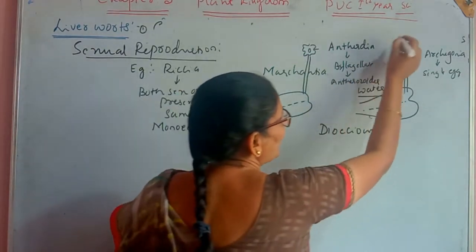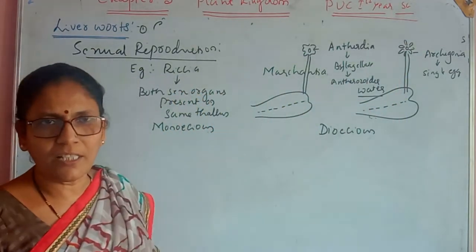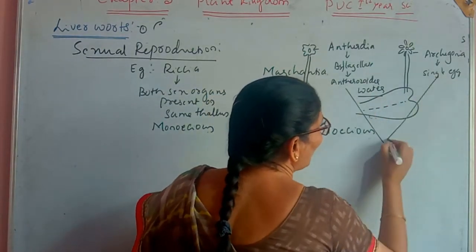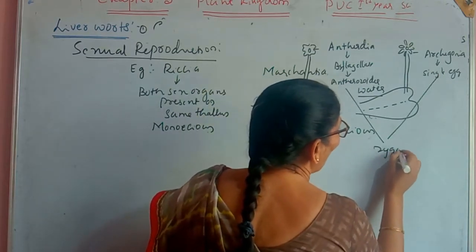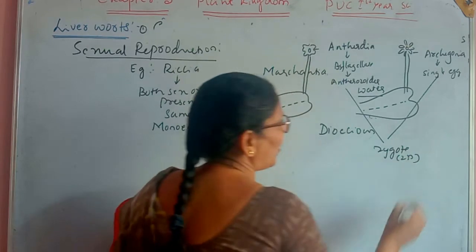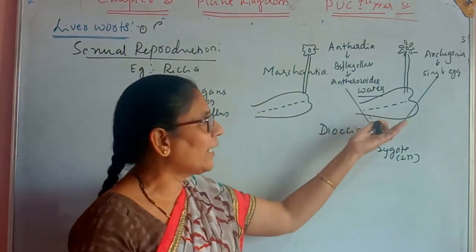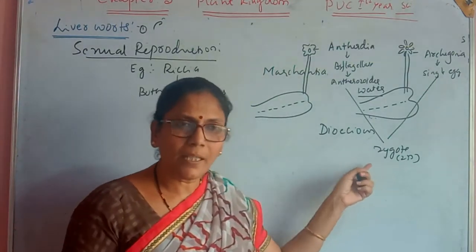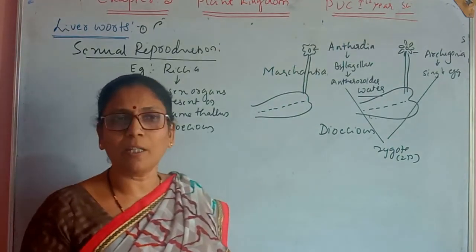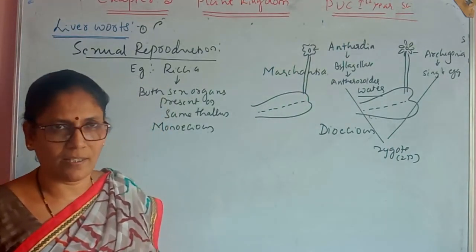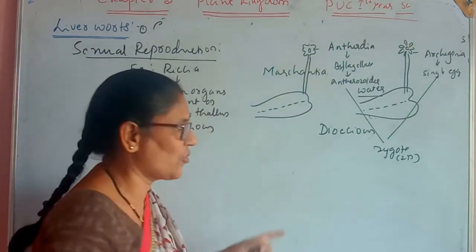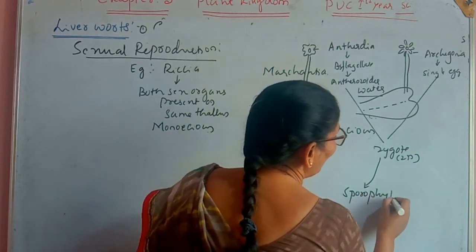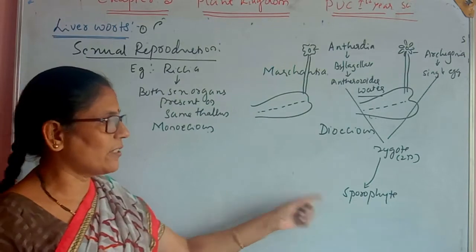Once the antherozoids reach the archegonia, fertilization takes place. Due to fusion of the antherozoid and the egg, a zygote is formed. This is diploid, because the antherozoids are haploid and the egg is haploid. Fusion of two haploid gametes results in the diploid zygote. But in bryophytes, the zygote does not immediately undergo meiosis. It first develops a multicellular structure, the sporophyte, which is also diploid.